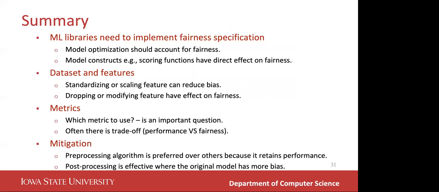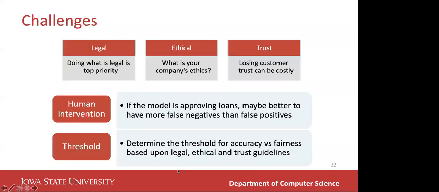So this is the summary. We found that work is needed in the ML libraries to implement fairness specification, and we also found some data set and feature scaling techniques to remove bias. About the metrics, which metric to use is a very important question, and there is no clear answer. Often there is a trade-off between performance and fairness. About mitigation techniques, pre-processing algorithms will be preferred because they retain performance, while post-processing is effective but often does not retain the performance.